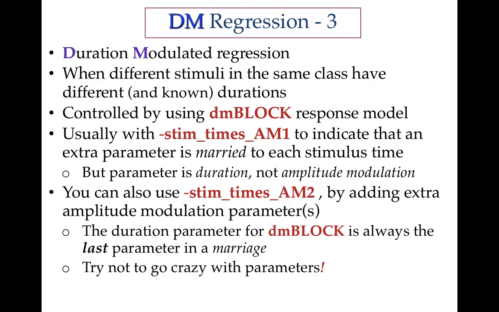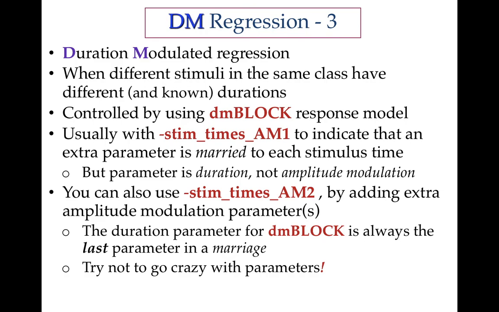So that leads to duration modulated regression, where different stimuli in the same stimulus class have different and known durations. Unknown durations is a whole separate thing. This is done in AFNI by specifying not BLOCK, but dmBLOCK, which is the same thing as BLOCK, but the duration is provided in the stimulus file, married to the stimulus time. So it's the same as before. You have the start time star parameter, but the parameter is the duration. Remember, the times in AFNI are always in seconds, not TRs.